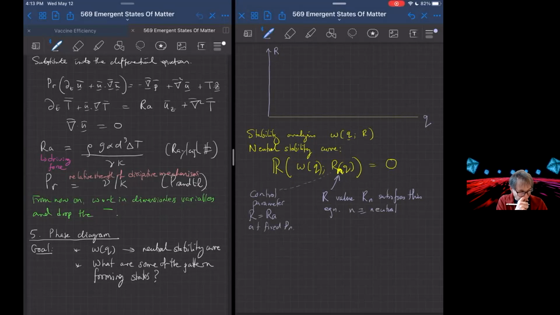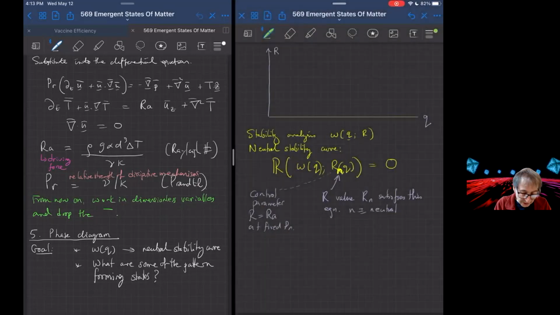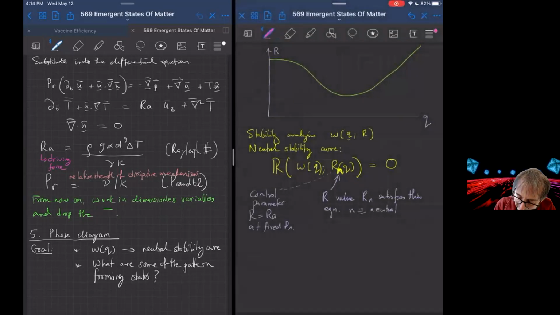Okay, so what does this curve look like? Let me draw it for you. It looks like this. It comes in something like that. And of course, it has a minimum. And so that means that there's a minimum value here, like so. And this value is the critical value, Rc.